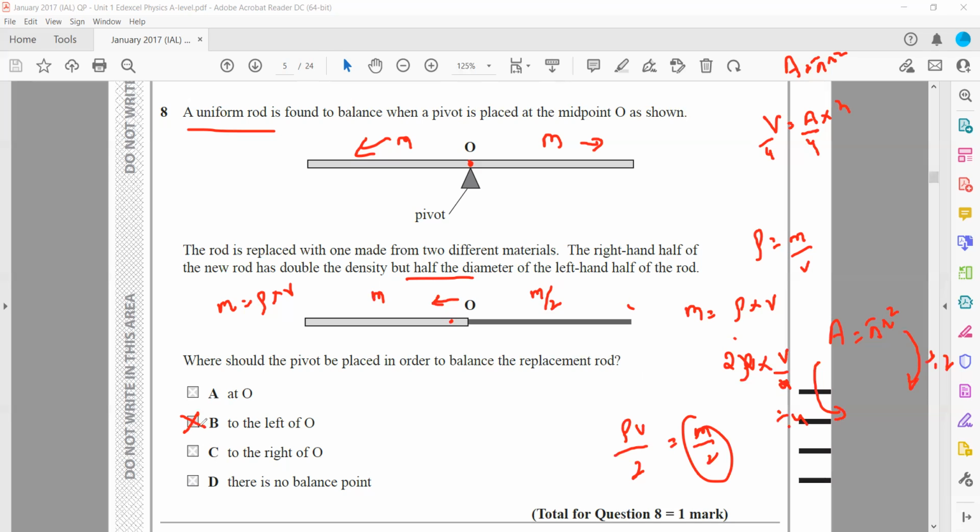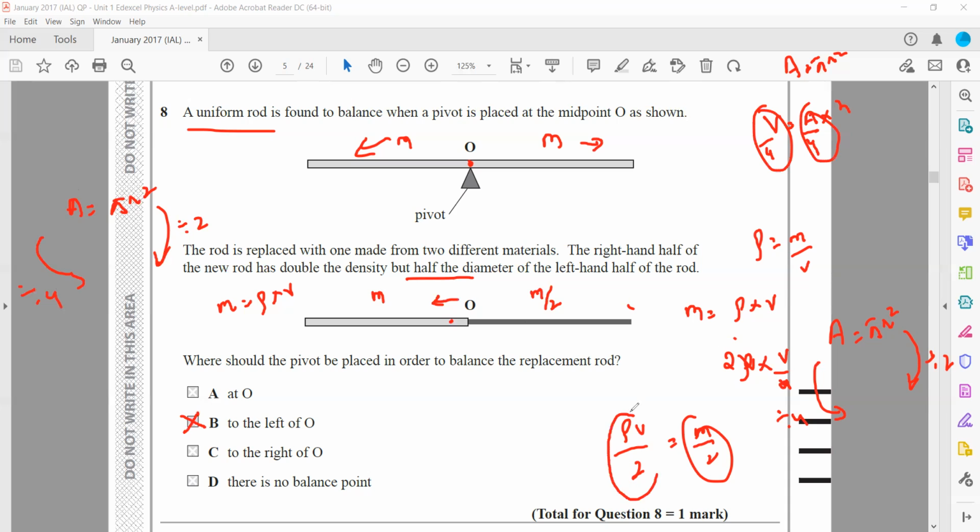If we get equal mass, then the center of gravity will remain at the center. So how do we relate? Because area and radius: area is equal to pi r squared. If diameter is half, radius will be half. If radius is half, area will decrease by 4. And if area is decreased by 4, the volume will also decrease by 4. And according to mass equals density into volume, if volume decreases by 4, density is double.